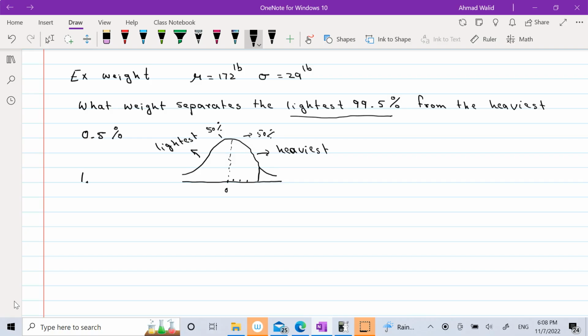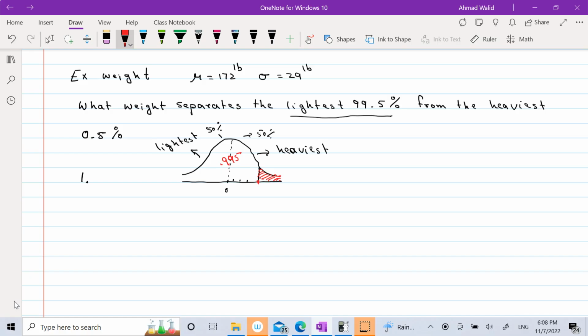You are increasing the lightest. It means you are shading this side, correct? This is the heaviest, correct? This area is 0.995. They are asking you to find first this z-score.